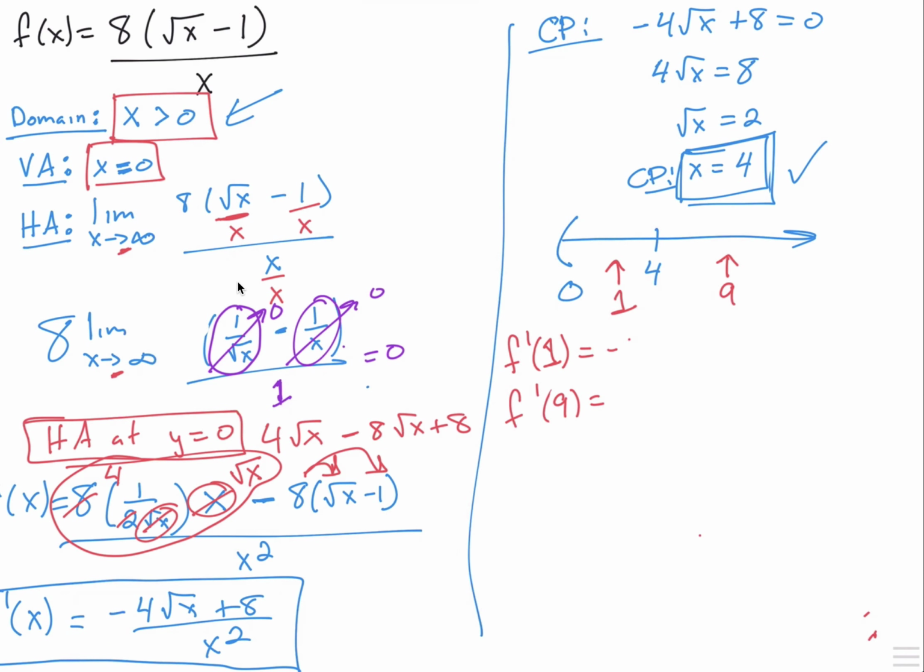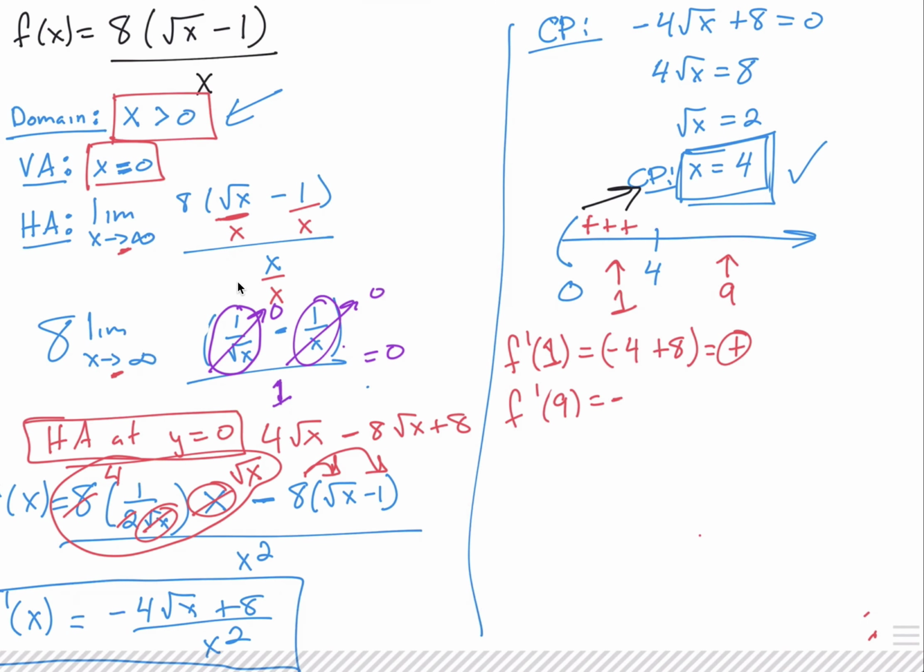So, okay, so we have minus 4 plus 8, which is positive, right? Which means my function's increasing. And then we have minus 4 times 3 plus 8, which is negative. So that means that it's going to be decreasing. So what's the interval of increase?